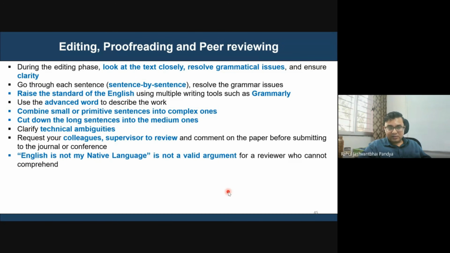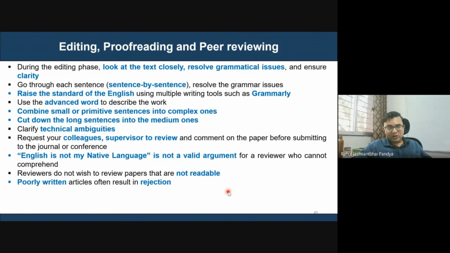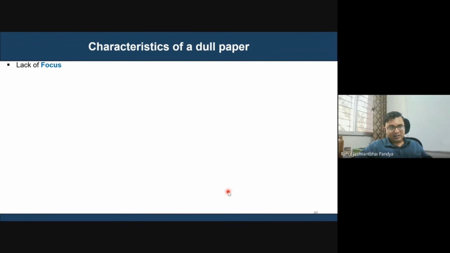Now, see, sometimes English is not my native language. That's not going to be a valid argument here. Reviewers are going to reject it. So find a person who has better English, not spoken English, written English, okay, from the publication point of view. Reviewers will not wish to review your paper if it's not readable nicely, right? They'll straight away say poor English, not written nicely, reject it, right?